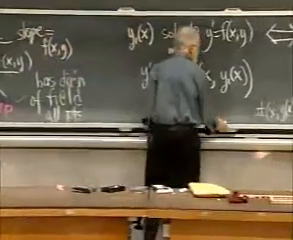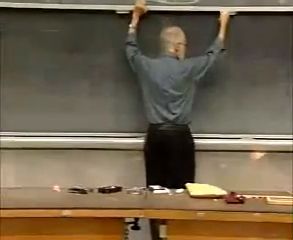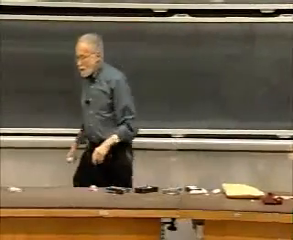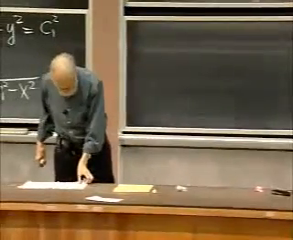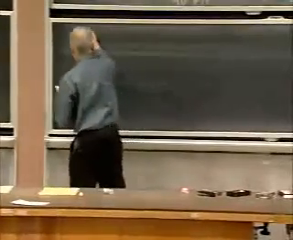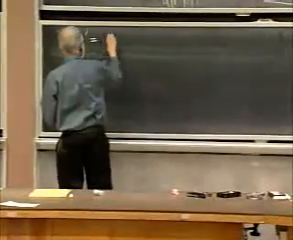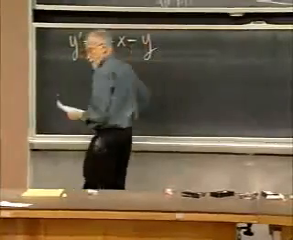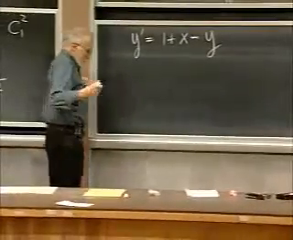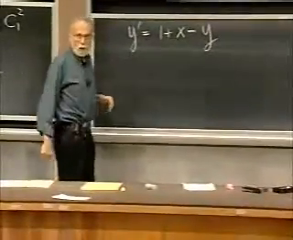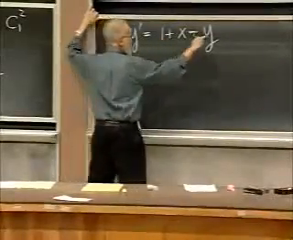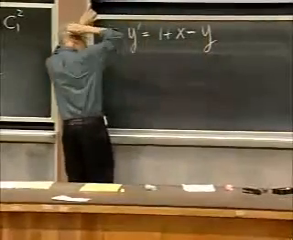Now, a slightly more complicated example is going to be y prime equals 1 plus x minus y. It's not a lot more complicated, and as a computer exercise, you'll work with still more complicated ones. But here, the isoclines would be what? Well, I set that equal to c. Can you do the algebra in your head?